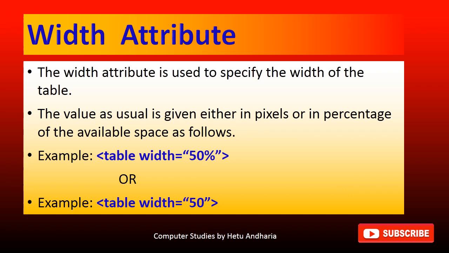The width attribute is used to specify the width of a table. The value, as usual, is given either in pixels or in percentage of the available space as follows. For example, if you keep the width as 100%, then the width of the table will be adjusted to the total width of the browser. If you keep it 50, then it will become half the width of the browser window.